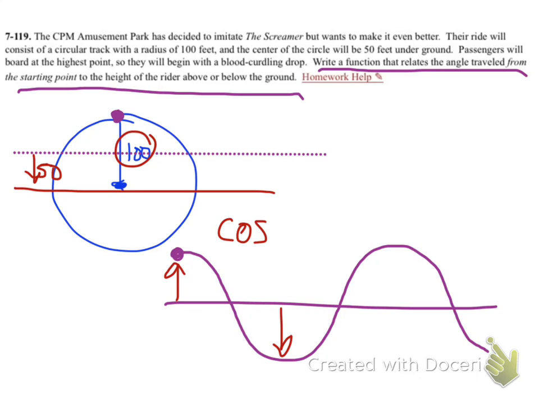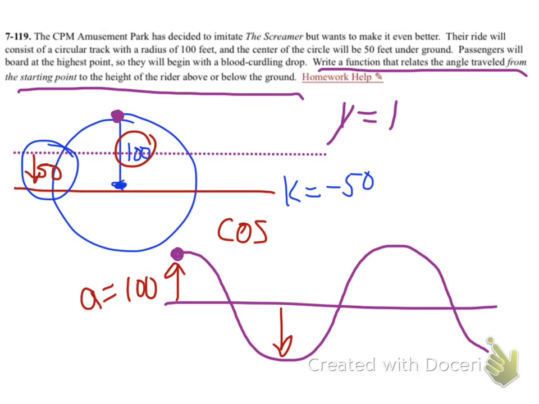The radius, which is 100, is going to be my A value, the amplitude of the graph. I also know that since it is 50 feet below ground, that is going to give me a K value of -50. With that information, I can write my cosine graph. It is going to end up being y equals 100 times the cosine of x minus 50.